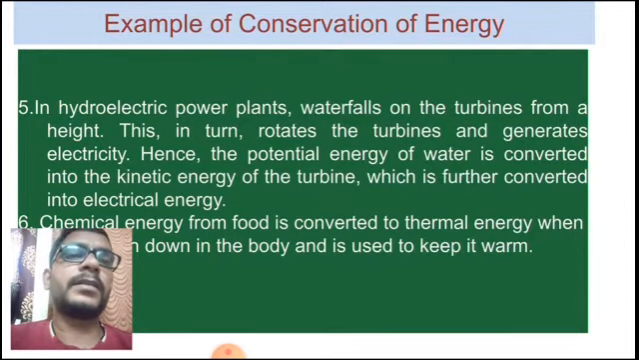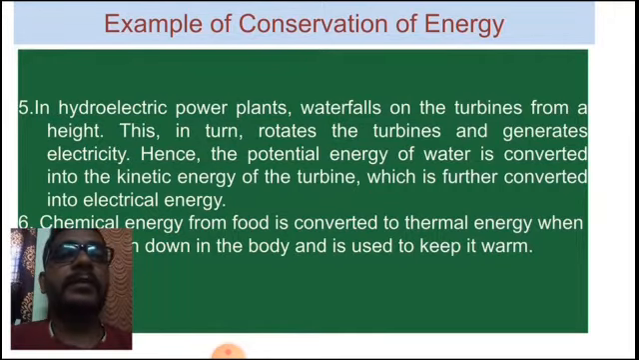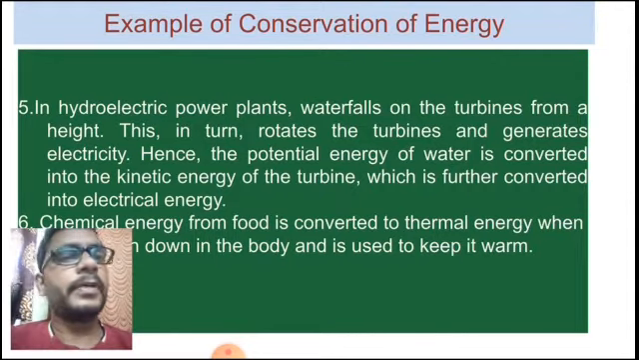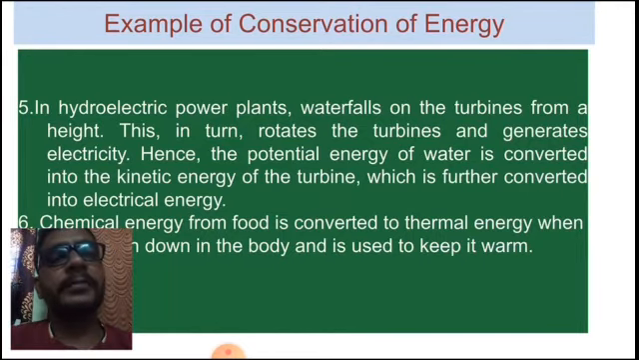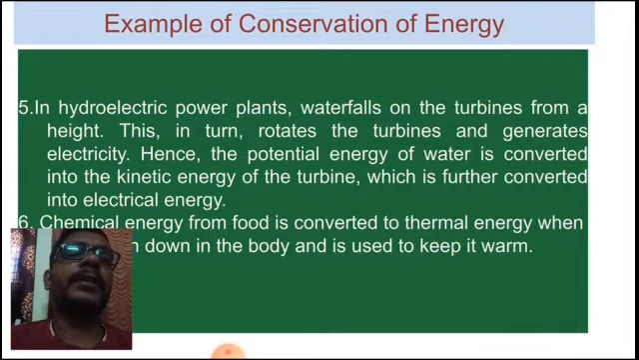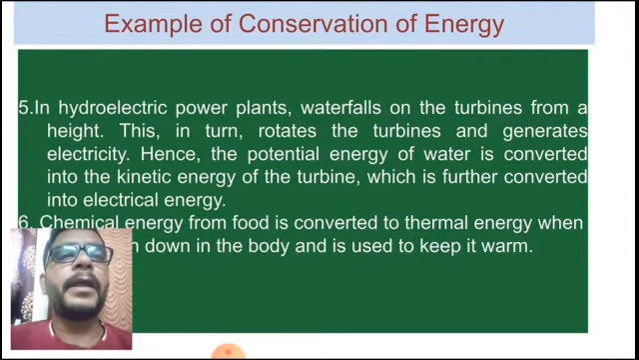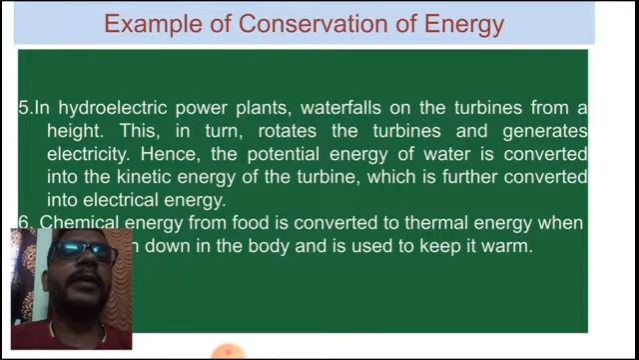We store water in the dam. Water falls on the turbine from a height. This in turn rotates the turbines and generates electricity. We know that large, big-sized magnets are there, and between these magnets the turbines rotate. As a result, alternating current, AC, is generated. Hence, the potential energy of water is converted into the kinetic energy of the turbine. What happened?